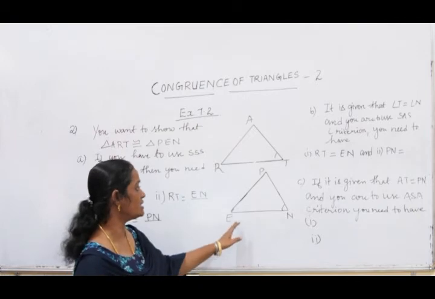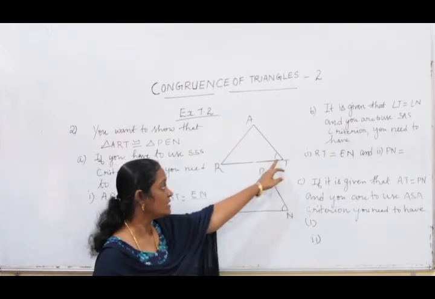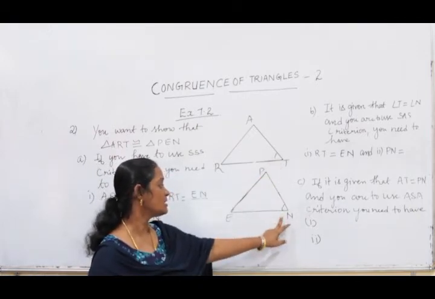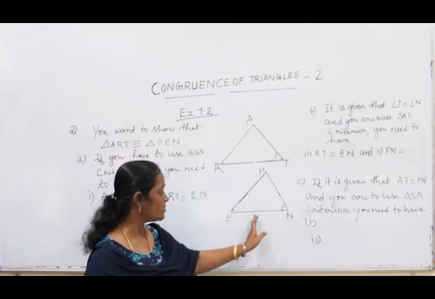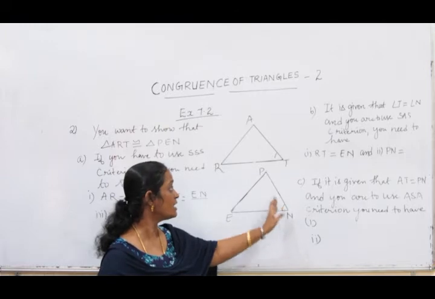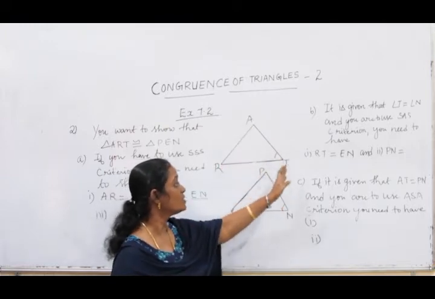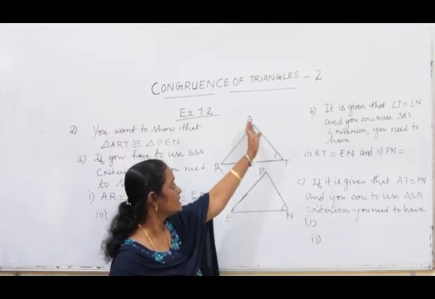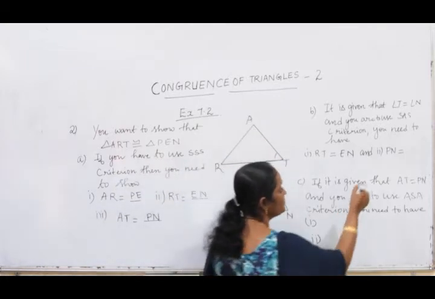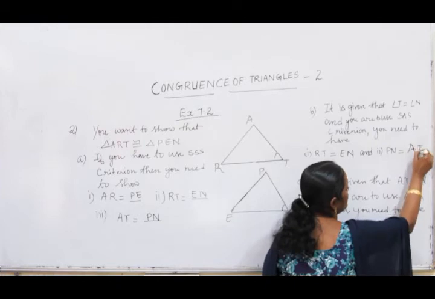साइड एंगल साइड criteria यूज़ करना है. So one angle, angle T and angle N are given. So the angle is included between these two sides, EN and PN, and here RT and AT. So RT will be equal to EN and PN will be equal to AT.